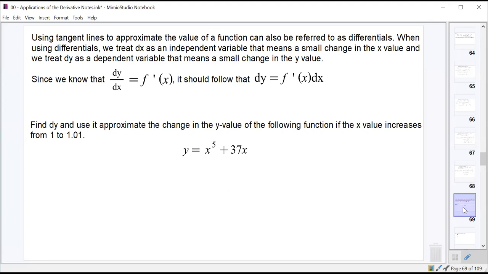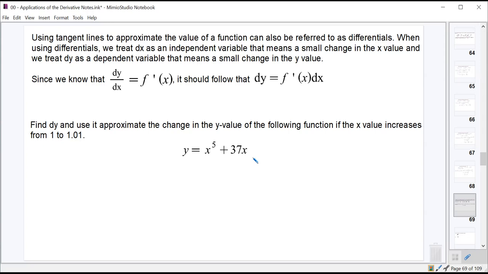We can use these tangent lines to approximate the value of any function, not just finding the square root of some number or the cube root of some number, but for any arbitrary function like x to the 5th plus 37x. We can approximate about how much the y value might change if we know about how much the x value is changing and where the x value starts. When we do this, it's still a linearization, but we refer to it as differentials.